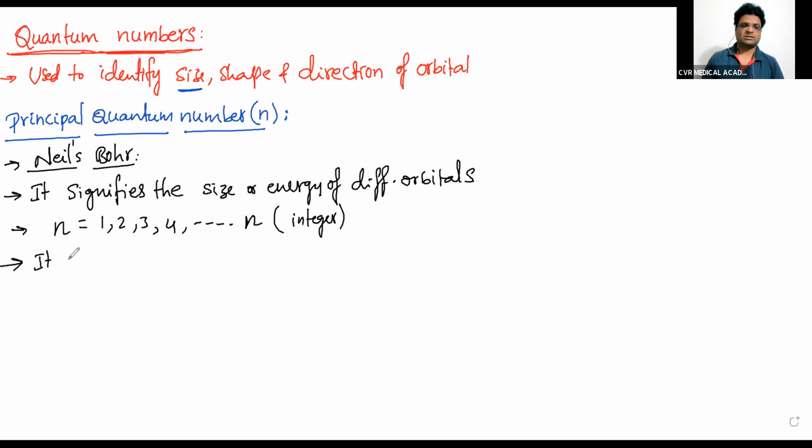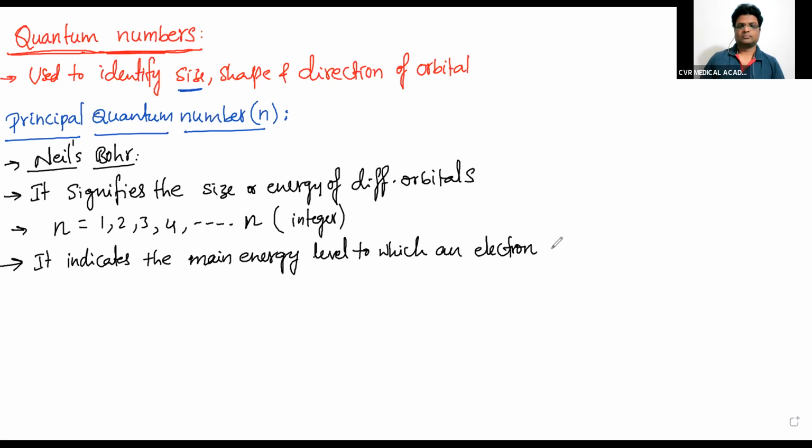And it indicates the main energy level to which an electron belongs. The main energy level to which an electron belongs is indicated by the principal quantum number. That means first energy level, second energy level, third energy level. So the principal quantum number will give us the idea of the main energy level, of course, as opposed to the subshell, here the main shell.